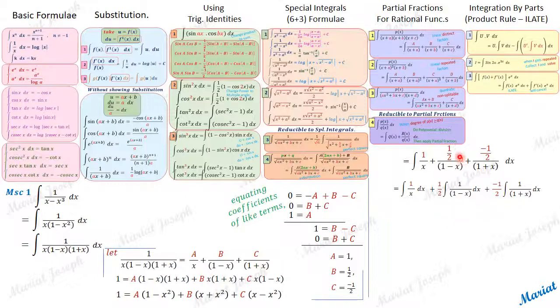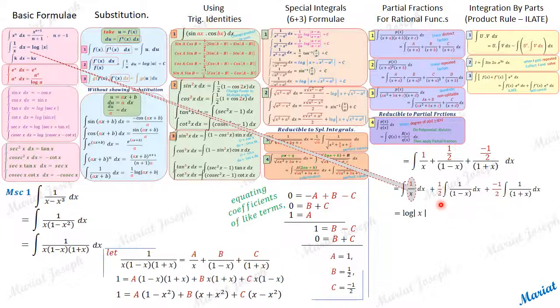I have taken this coefficient half as a common factor here. Minus half taken out here. Now think of this integration. What is its integral? Integral of 1 by x. Here we have a direct formula. Integral of 1 by x is log x. So we got the integral of the first term, log x.